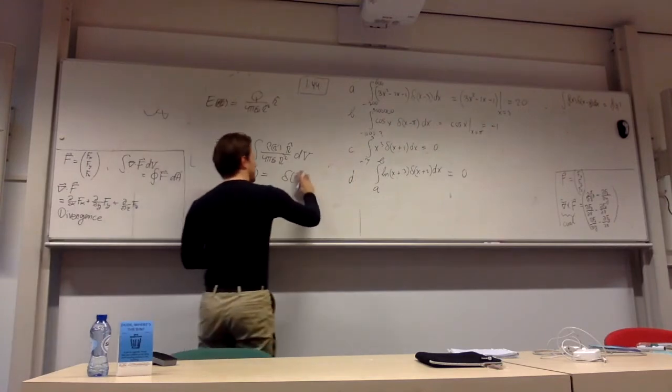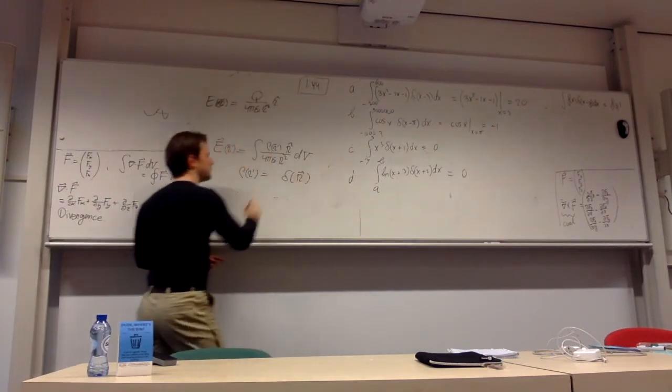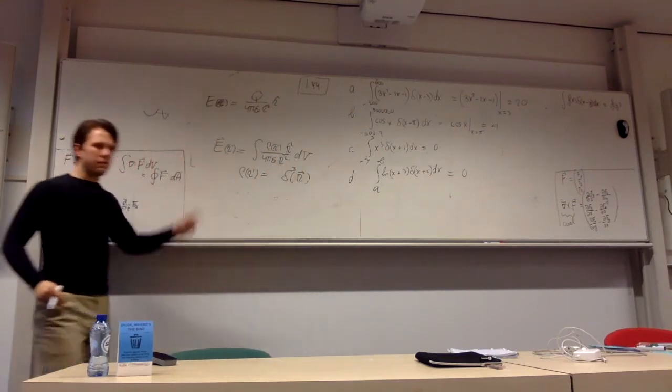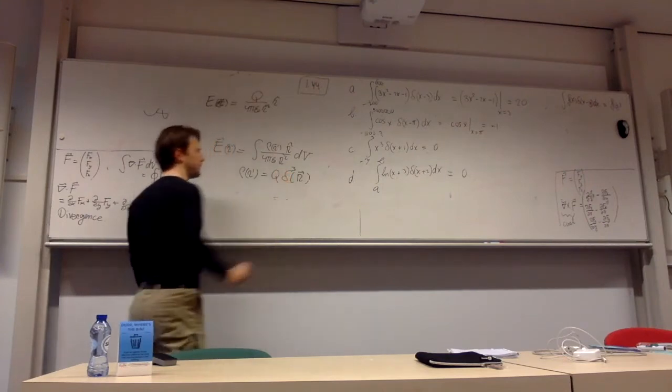I should do it, excuse me. Being crappy here now. 3 means in 3 dimensions. And Chai has charge Q.